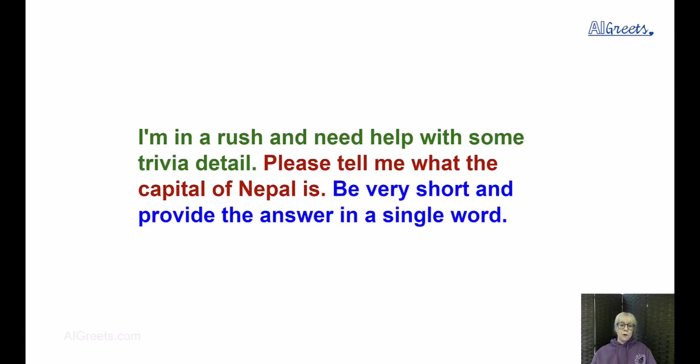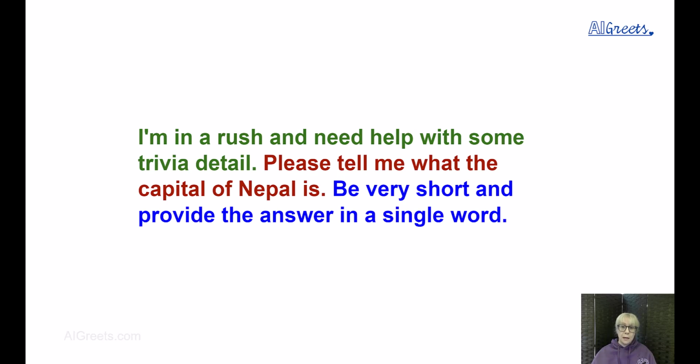So with this prompt, I still follow the same principles of context, specifics, style, right? But this time I added slightly different context. I'm in a rush. That's telling ChatGPT, be short. I don't have time. I need help with some trivia detail. That's the context. For the specifics, please tell me what the capital of Nepal is. And then for the style, be very short and provide the answer in a single word.